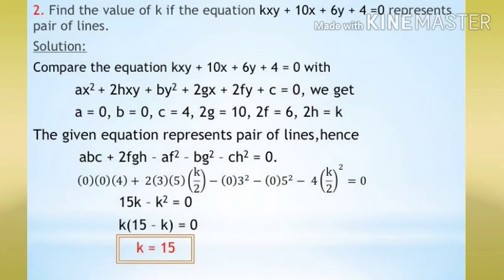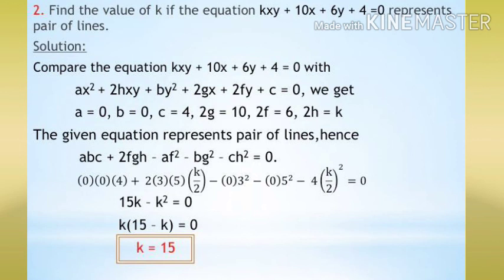Now the next example is: find the value of k if the equation kxy + 10x + 6y + 4 = 0 represents a pair of lines. Now we will again compare the given equation with the general equation and we get a is equal to 0, b is equal to 0, c is equal to 4, 2g is equal to 10, which means g is equal to 5, 2f is equal to 6, which means f is equal to 3, and 2h is equal to k, which means h is equal to k by 2.